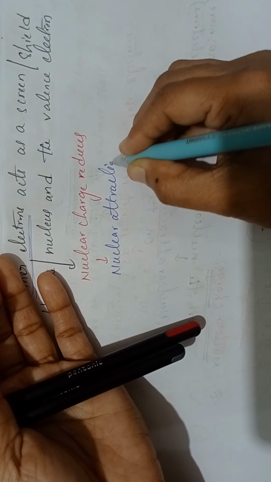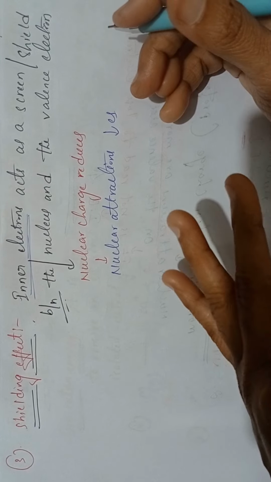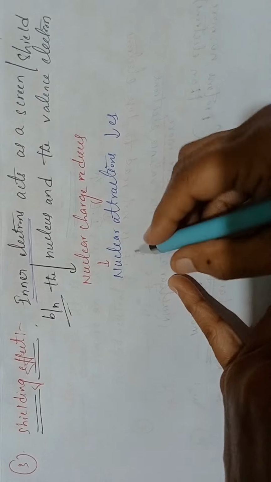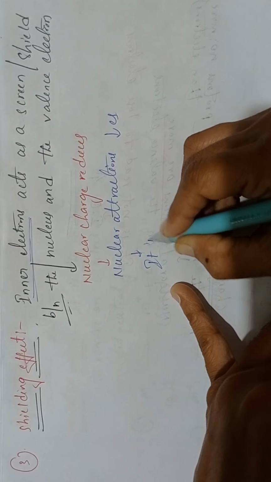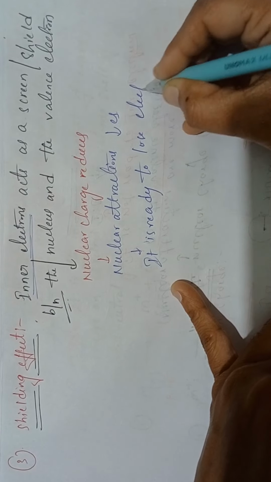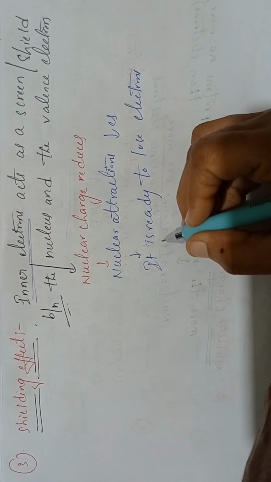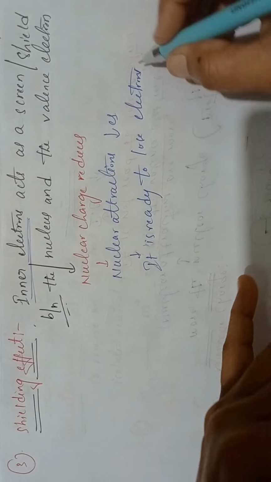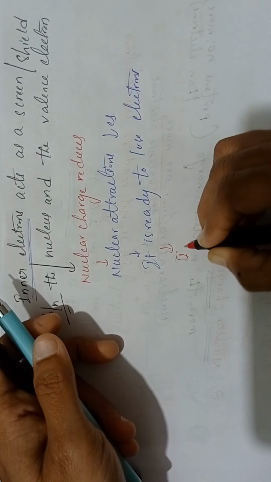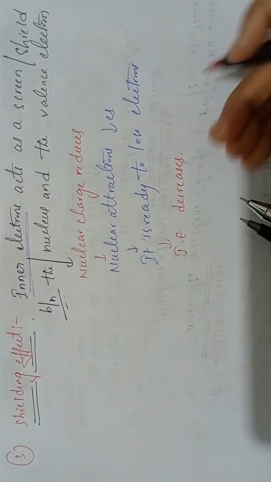So whenever nuclear attraction decreases, what will happen, students? When nuclear attraction decreases, it is ready to lose the electron. Are you clear? It is ready to lose electrons. That means ionization energy, what will happen? It decreases. Ionization energy decreases. Clear, students?